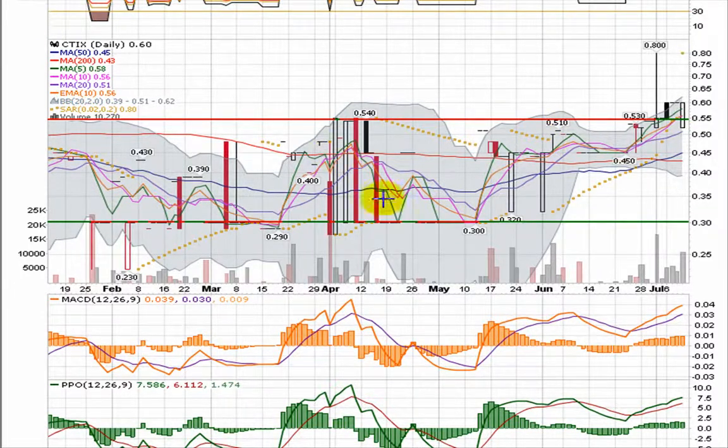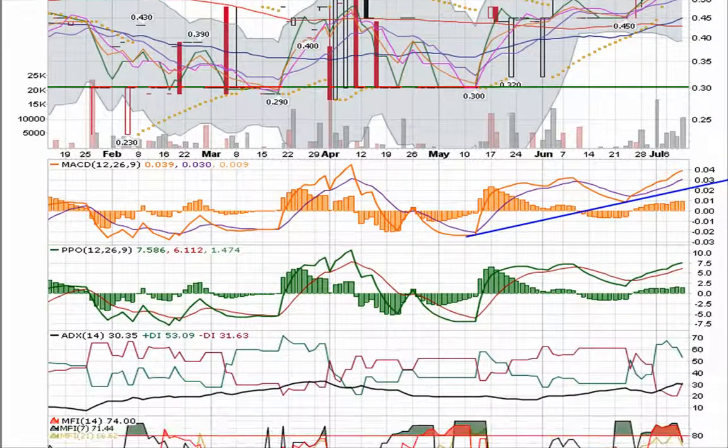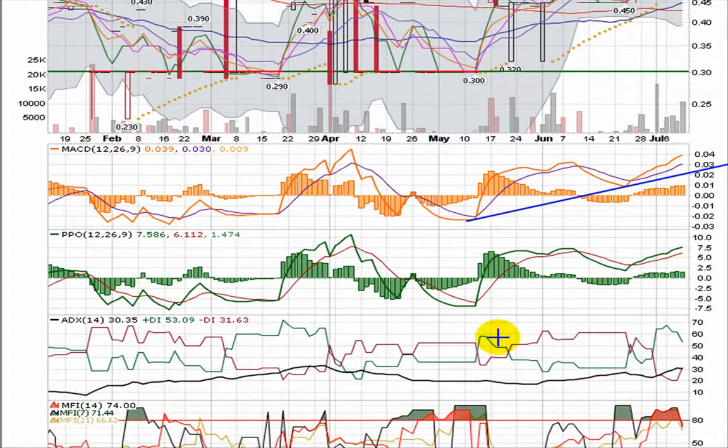So we'll take a look at some of these indicators that are important for these kind of charts. MACD with a nice uptrend. Charts like this, the PPO tends to really mimic the MACD, and this is almost identical. You can see both cases, histogram still trying to trend up. PPO one bar down, but still trying to trend up.